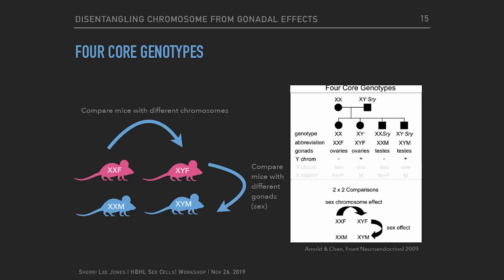So this is just another representation of that. Again, you cross the XX mother with the four-core genotype father. You get these four different genotypes. We abbreviate them as XXF, XYF, XXM, XYM. The gonads of the animals, two of them will have ovaries. So those that are lacking the SRY gene develop ovaries. Those that have the SRY gene on the autosome develop testes.